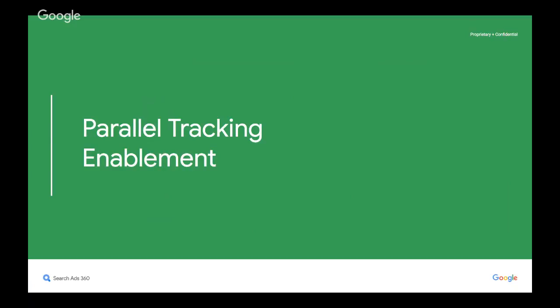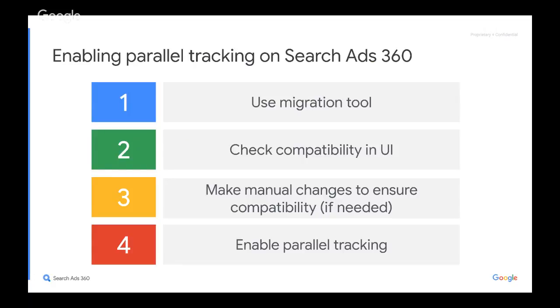Now we're going to talk about the enablement of parallel tracking, so the steps necessary in order to become compatible. The steps are essentially 4 different steps. And the first one is just using the migration tool. Then we check compatibility in the UI, so right in your Search Ads 360 accounts, before making potential manual changes if they are needed. And then as a 4th and final step, we enable parallel tracking. Now I will go through every step individually, but before I will mention all the tracking features that are currently not compatible with parallel tracking.